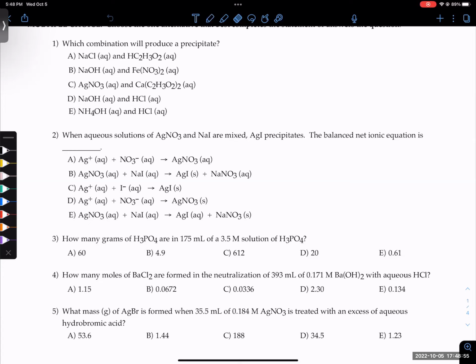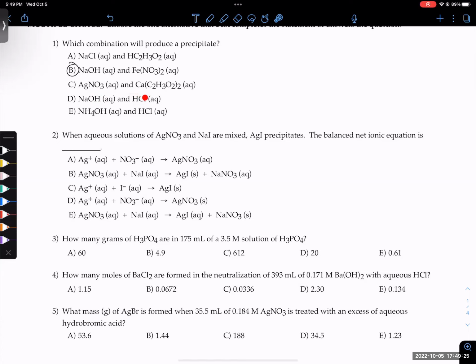Right off the bat, I'm looking for something that's generally insoluble. So I look at A, I look at all of them and they're going to be soluble no matter what. I look at B, I see a hydroxide. I know that's going to bond to the other cation, which is iron. That automatically makes iron hydroxide, which we know is insoluble. If you keep going further, you see that silver bonds to nitrate, always soluble.